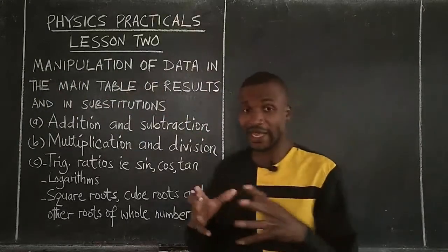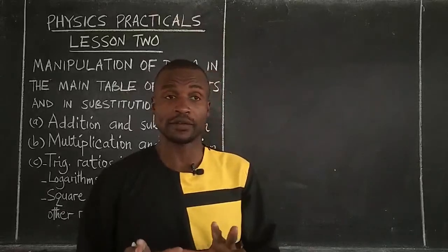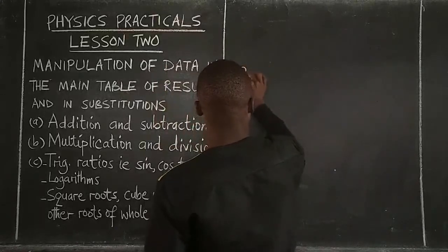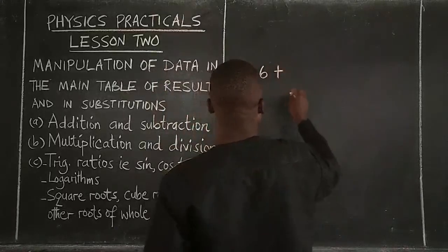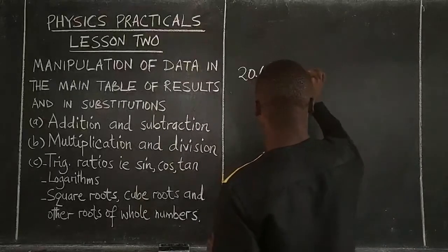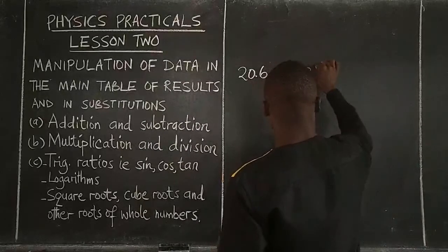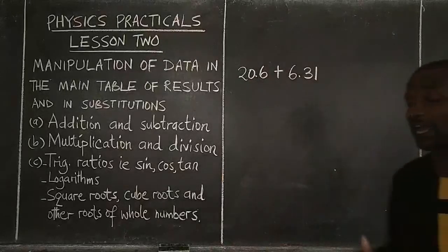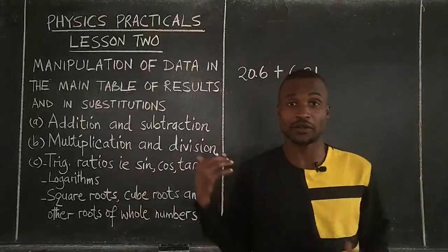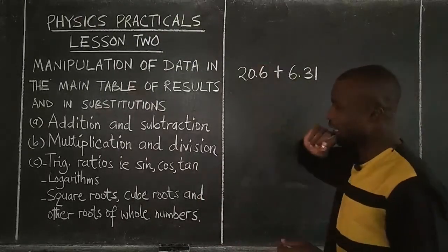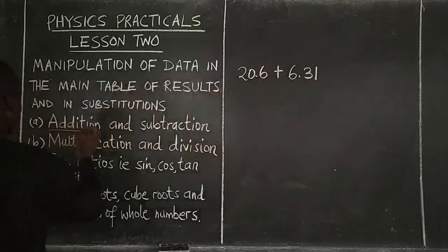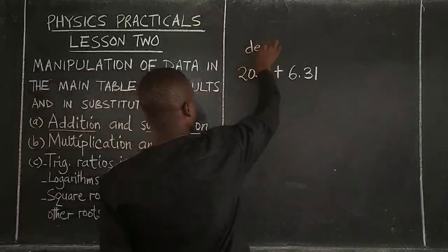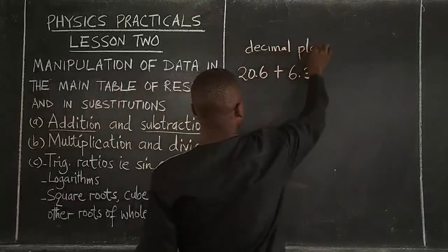So if in a calculation, or a substitution, you have two numbers that are being added. Let me give you an example. I have 20.6 and I'm adding 6.31. I've not specified the units, I just wrote those. How do we handle that? Now, understand that in addition and subtraction, we consider decimal places. Please note that. We consider decimal places.